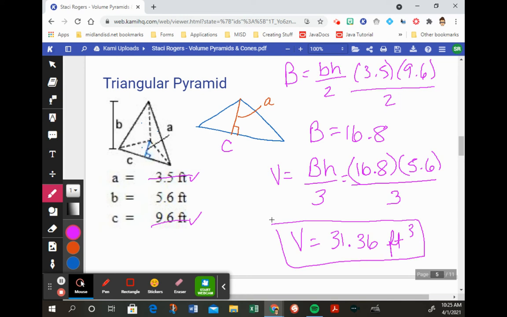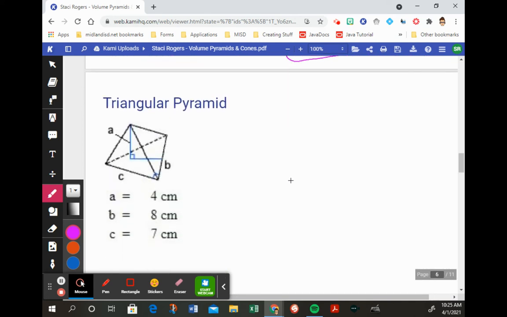Okay. A little bit harder to read. Let's try another one. This one's really hard to read because there's an extra line in there. So take a second and read over that one. What is the base of our figure? It's going to be this part down here. That is my base. So I'm going to draw it.